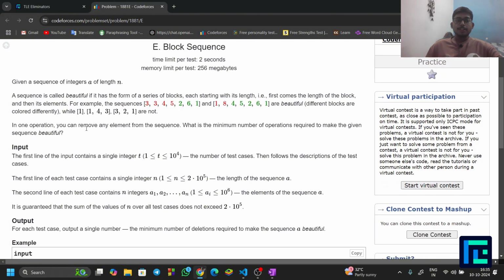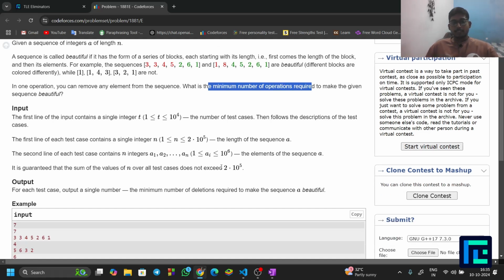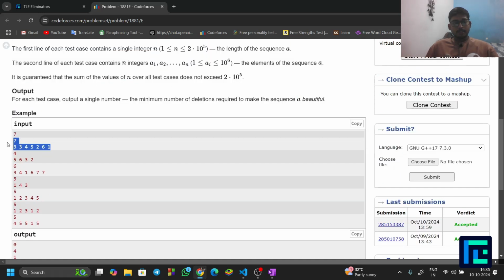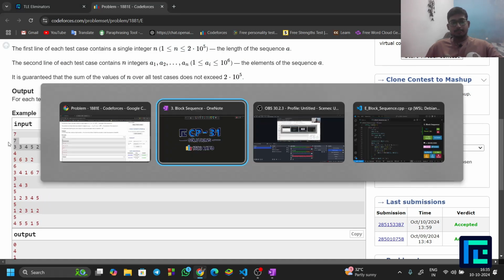In one operation, you can remove any element from the sequence. What is the minimum number of operations required to make the given sequence beautiful? So basically, you are given some sequence, you need to make this sequence beautiful by removing some elements. And you need to find the minimum number of operations, basically the minimum number of removals, so that this sequence becomes a beautiful sequence. That's our problem. You can see the constraints of the problem. Okay, let's take this first test case and understand what we need to do.